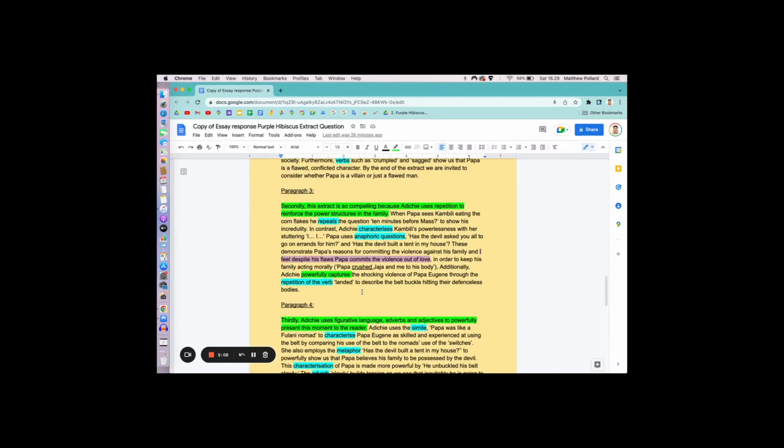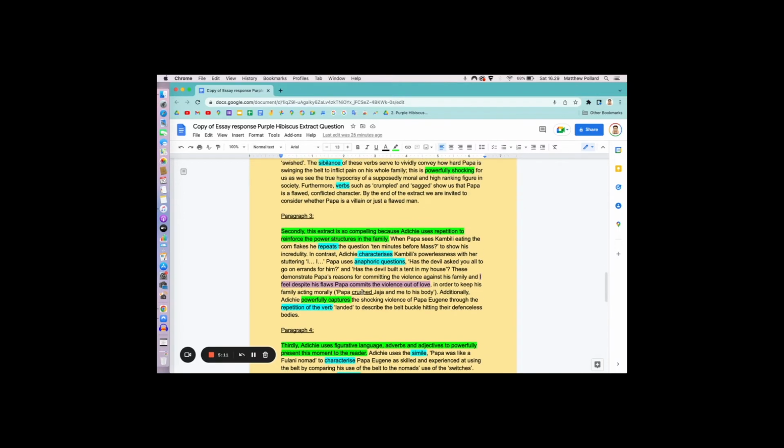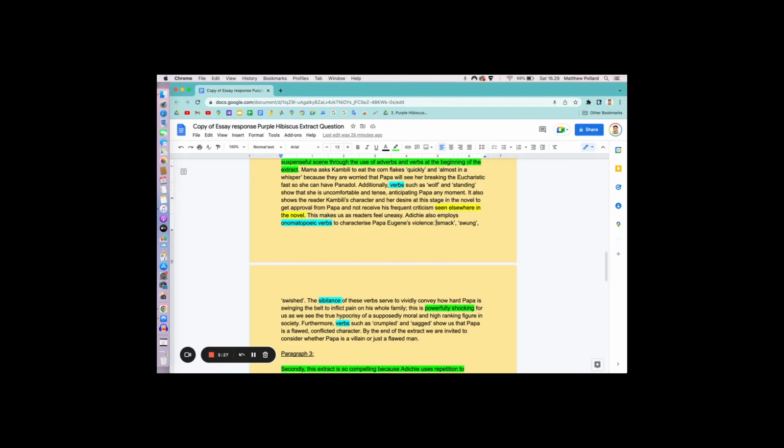So in this section of paragraph 2, you can see how we're trying to link the techniques and examples to the effects on the reader. This makes us as readers feel uneasy. We're also embedding quotes in sentences. Can you see how these are within the body of a sentence itself?